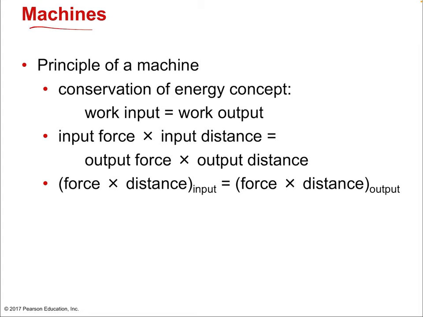Well, the principle of machine says that conservation of energy means that work in must be equal to work out, because what you put in, you have to get back out, okay? Now, it's true of a kind of perfect system where you're not losing any energy, right? That means that the input force times the input distance must equal the output force times the output distance. In equation form, that'd be force times distance in equals force times distance out. So F in times X in equals F out times X out. Here I'm using X for distance.